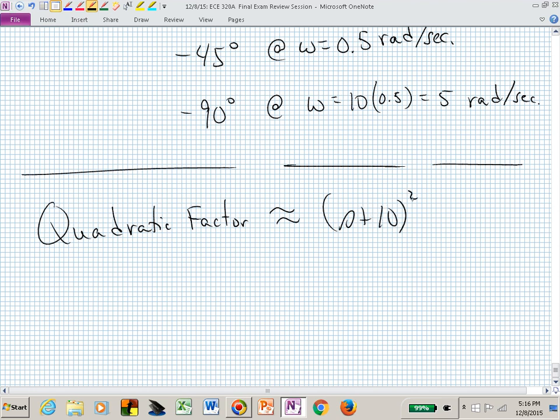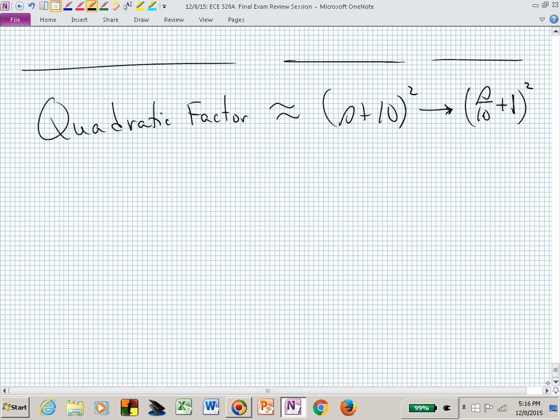To just be (s + 10)². Or, in time constant form, we've now written that as the quantity s over 10 plus 1, squared. Again, we can think about its magnitude. It's 0 dB until a break.